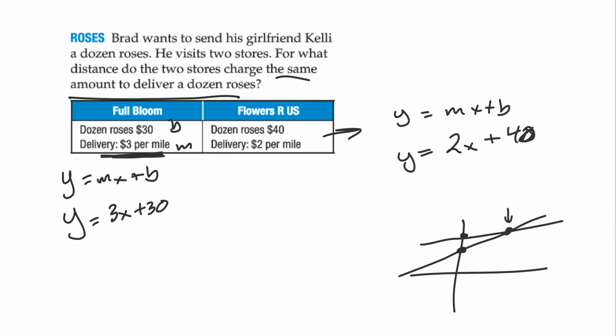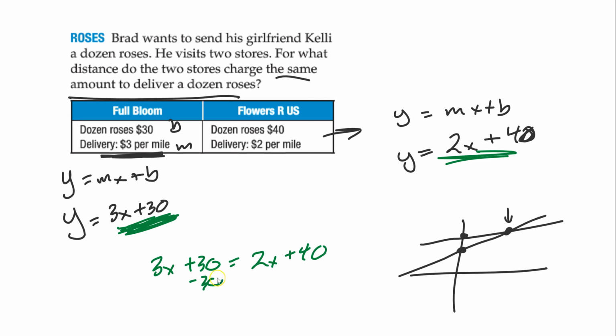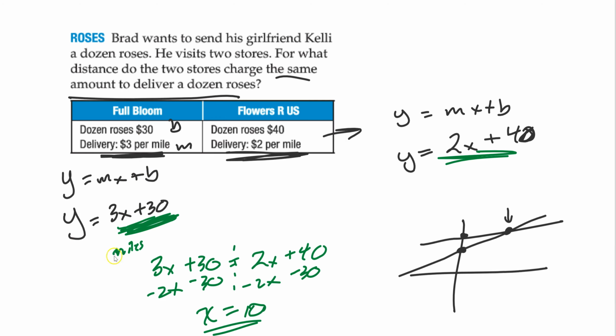Another way to do it is, well, I want to know when they charge the same amount. So what if I just set them equal to each other? Set this thing equal to that thing. And I can solve it that way. I do a little mathematics. Minus 30, minus 30, minus 2x, minus 2x. I get x equals 10. Now x in this case was miles. Probably should have said that earlier. Or y was cost. So at 10 miles they cost the same. So that's how I figure out if they cost the same.